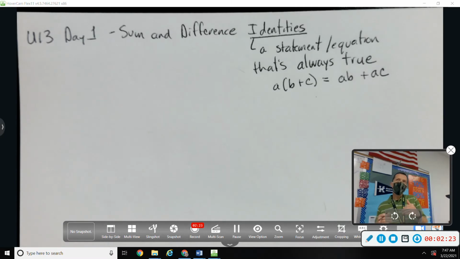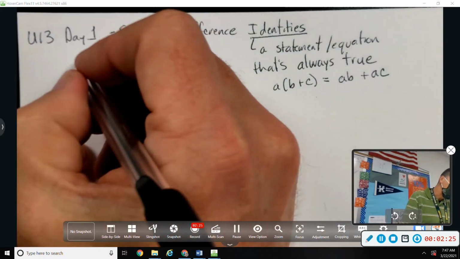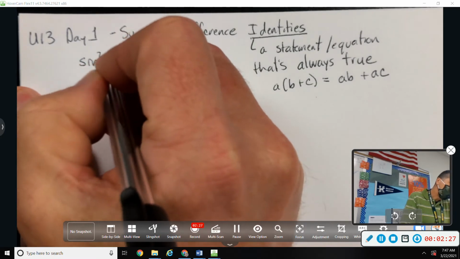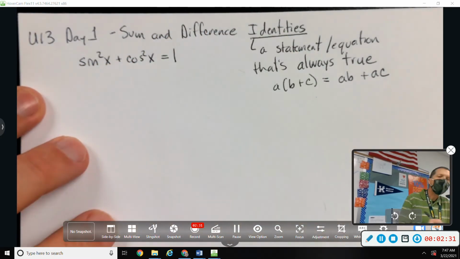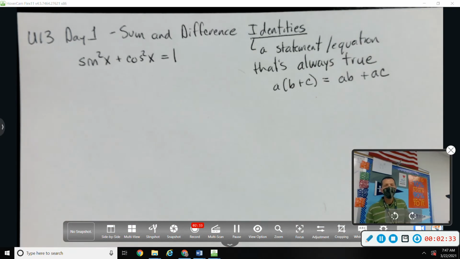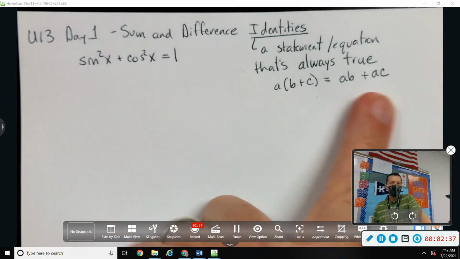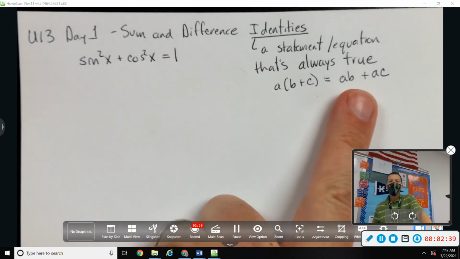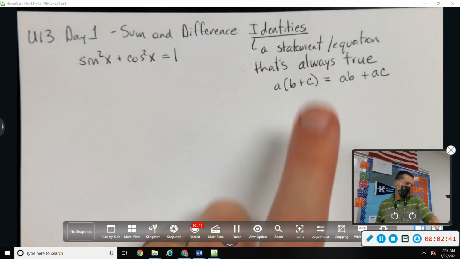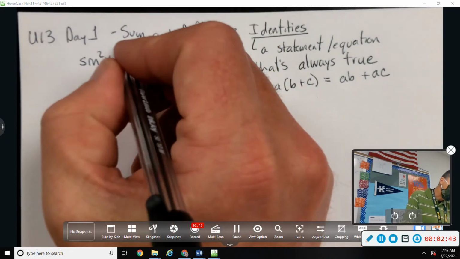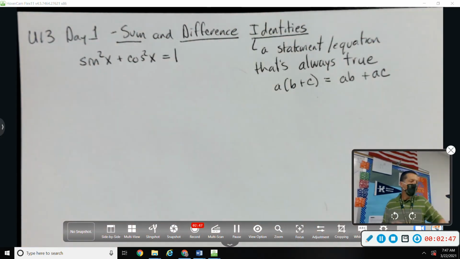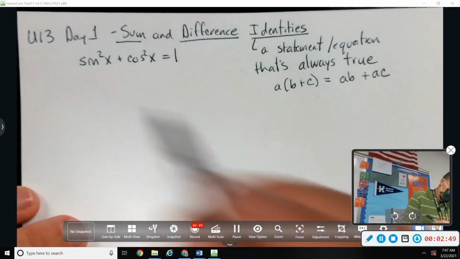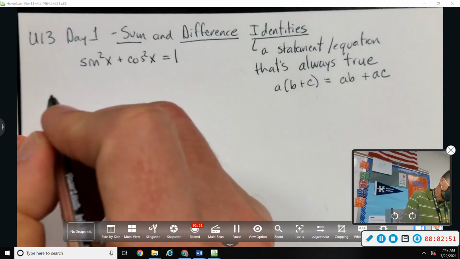Another identity that's a trig identity that we used is sine squared plus cosine squared equals 1. Doesn't matter what the angle is, that statement is always true. Doesn't matter what A, B, and C are, this statement is always true. So those are called identities. So we're going to look at some today that have to do with sum, so adding, difference, subtracting, with sines and cosines. And tangents even.